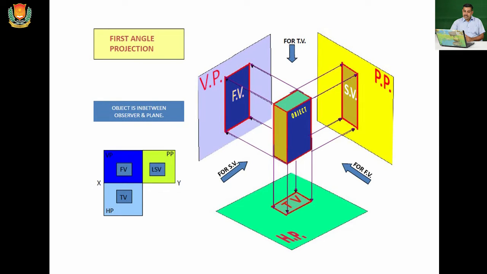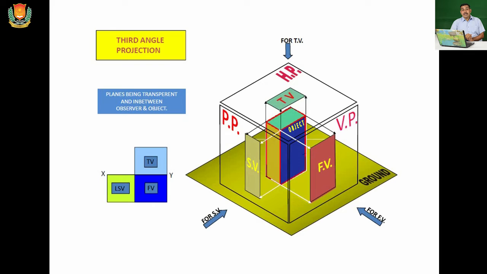Vice versa, in third angle projection, the condition is that the plane of projection lies between the object and the observer. If the plane of projection lies between the object and observer, in that case there is a condition that the plane of projection should be transparent. So if the plane of projection is transparent, that condition is required to draw third angle projections.